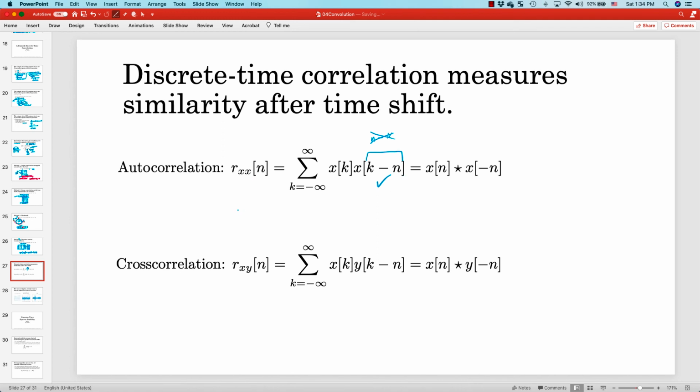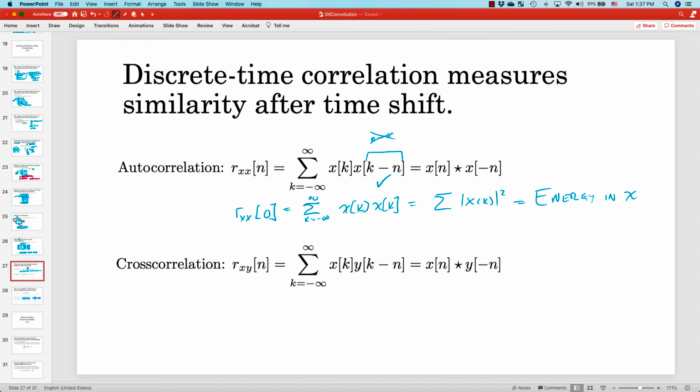There's a couple of things to note here. This is a function of n and not k. In particular, if I evaluate r_xx at 0, then we get the sum over all k of x[k], and everywhere I see an n, I replace it with 0, times x[k], which looks like the sum of x[k] squared, which is actually the energy in the signal x. So you can always recover the energy of a signal if you evaluate its autocorrelation at time equals 0.